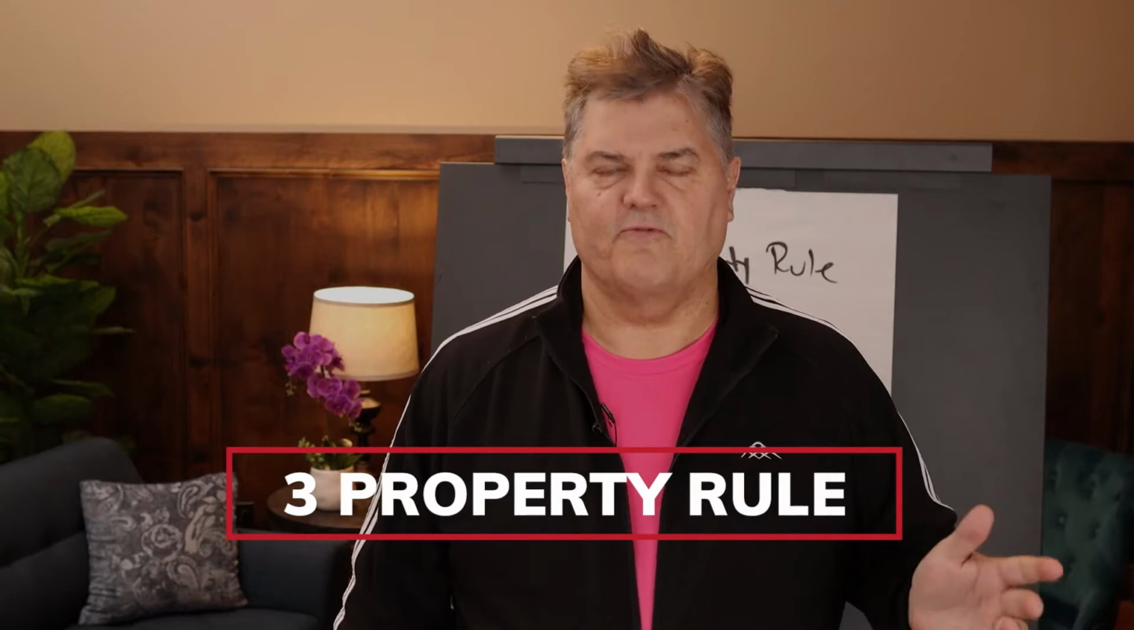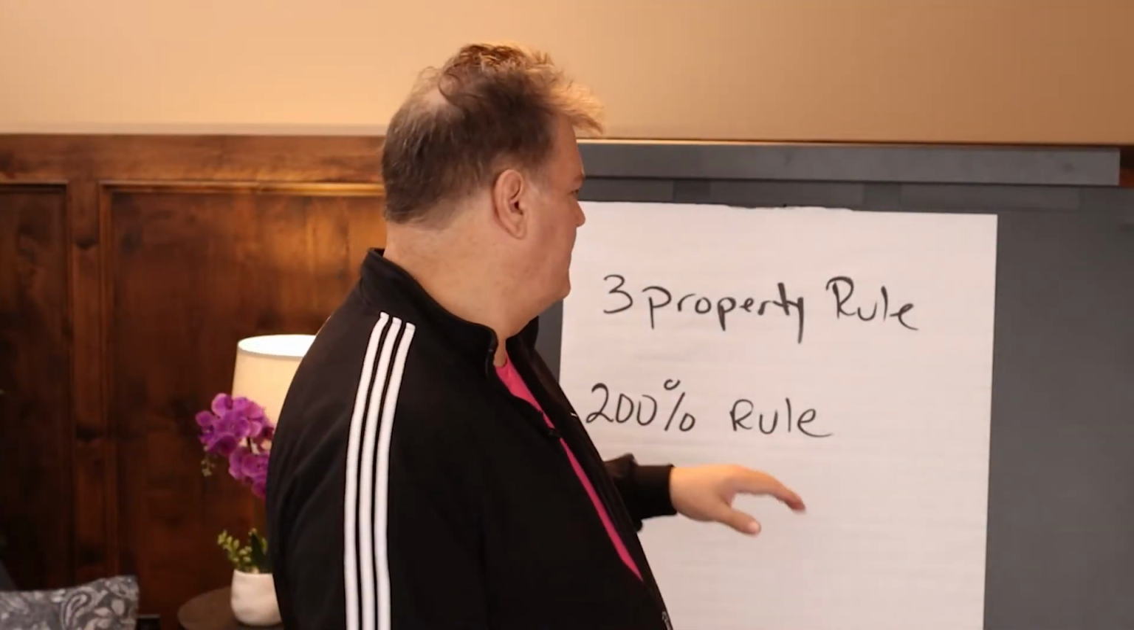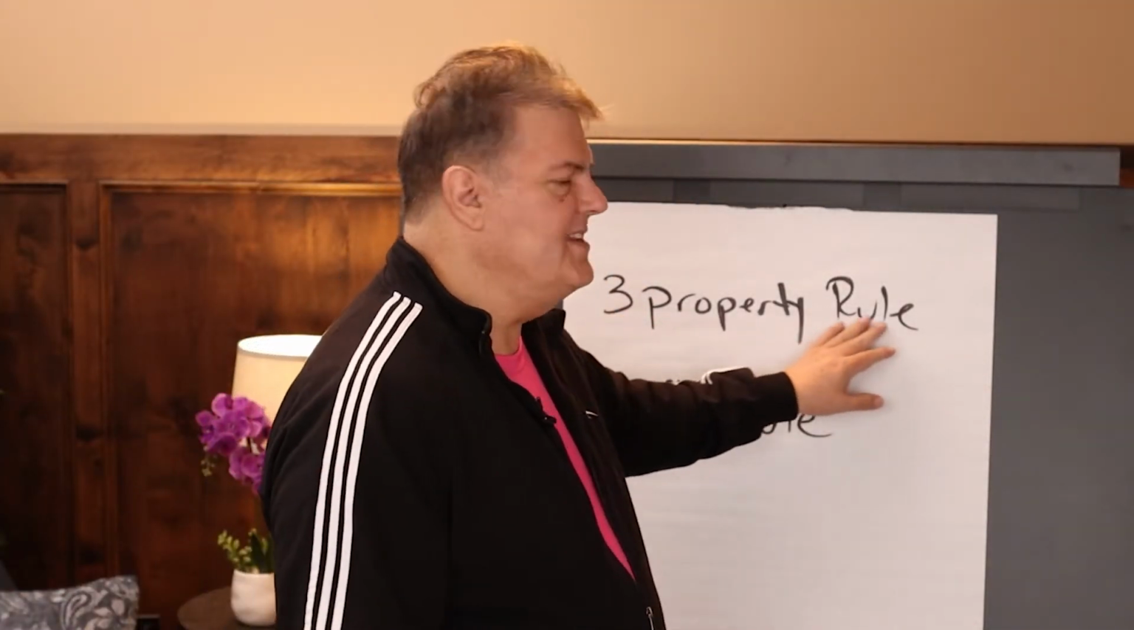What most people know about 1031 exchanges is the 3 property rule, so we'll talk about that first. The 3 property rule says that when you sell a property, you can identify up to 3 properties that you're going to buy. I talked about that in the last video.